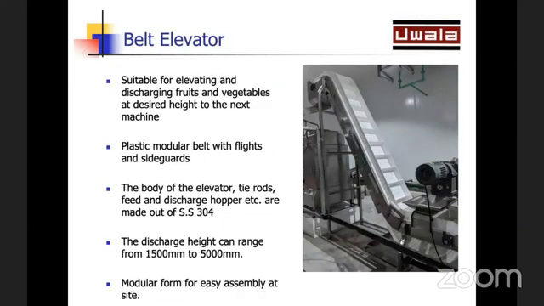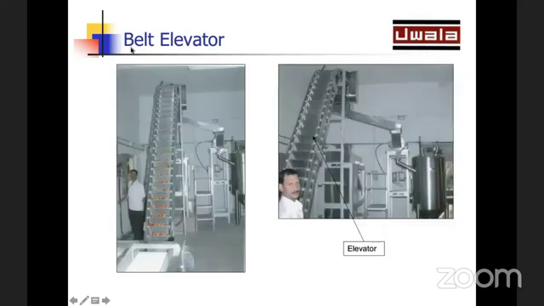Then the product goes with the help of an elevator to the hot break system. The elevator is essentially a belt, which is normally plastic modular, made of polypropylene, which is food grade. From the ground level, we take the product up to a certain height so that it gets discharged on the hot break system. Since the hot break system is at a height of about 2 or 2.5 meters, we need this machine to take the product to the desired height. With the help of a chute, we take it to the hot break system.